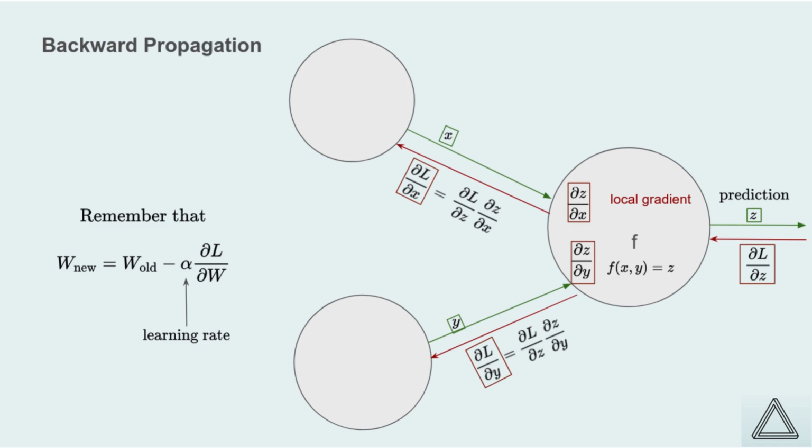This slide illustrates a single layer with inputs x and y and output z. The partial derivatives, derivative of z with respect to x and derivative of z with respect to y, represent the local gradients at the node, and derivative of L with respect to z is the derivative of the loss with respect to the node's output. By multiplying these values, we obtain the gradient of the loss with respect to the inputs, which tells us how much the error will change with respect to a change in each input. This information is used to update the weights and biases in the network.